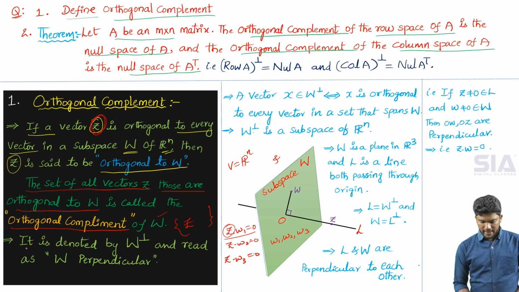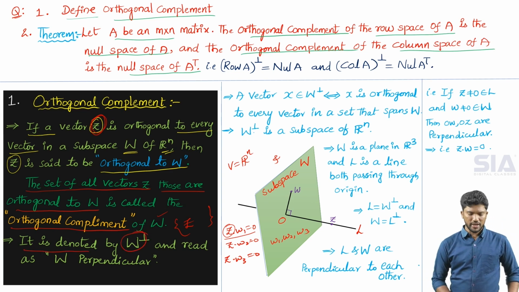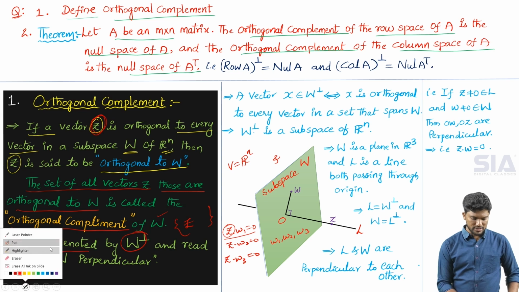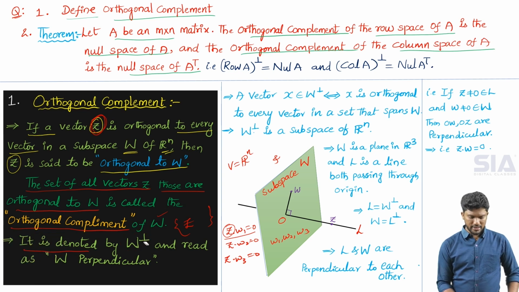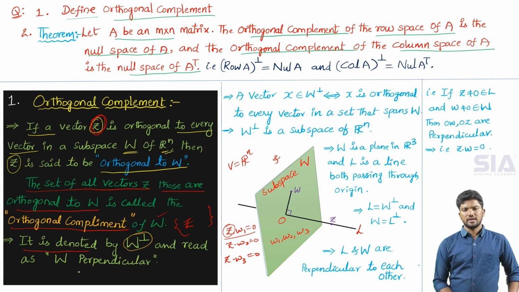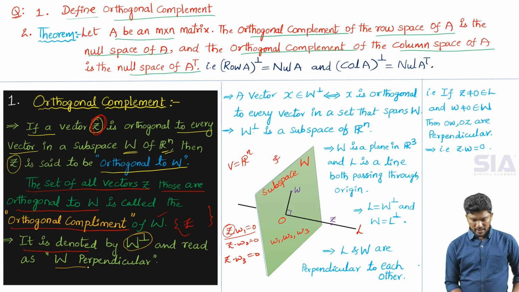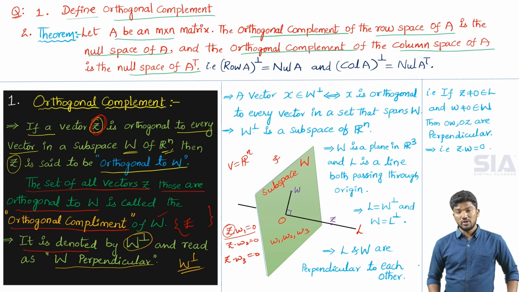So it is denoted mathematically by W perpendicular. Mathematically, the orthogonal complement is indicated with W perpendicular, and it is read as W perpendicular. So that is the definition regarding the orthogonal complement.